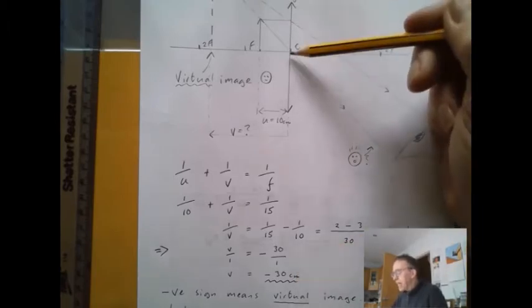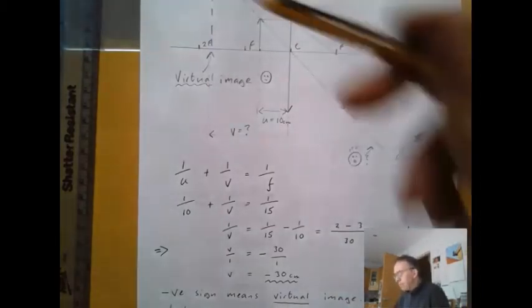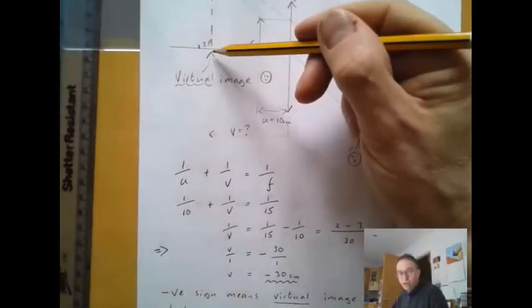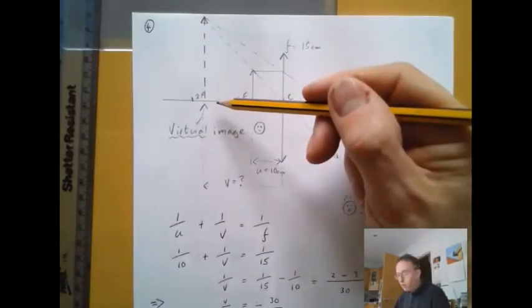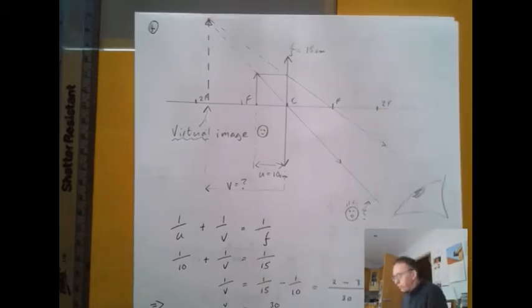Well, we interpret the negative 30 to mean that the image is virtual and that it is on the same side of the lens as the object, which it is. Okay, so the negative sign means the image is virtual and is on the same side of the lens as the object. And that's that. So I hope you managed to get that one out.